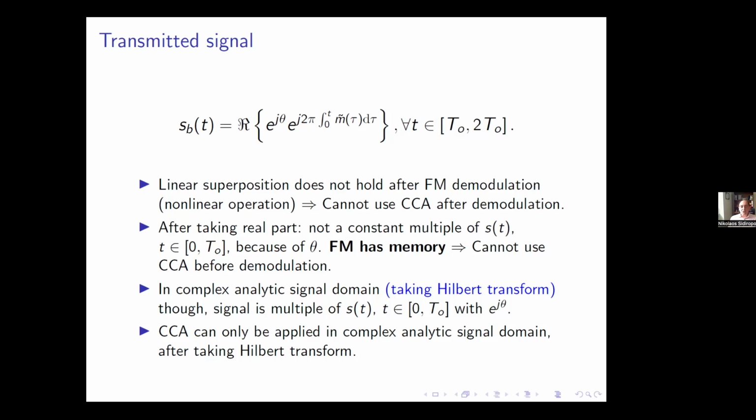Turns out that we cannot use it before demodulation either, because of this theta here. If I take the real part of this, it's going to be a cosine(theta plus ...), which is not the same as what you have in the first part of the transmission because of this theta. Because FM has memory. So we cannot use CCA before demodulation either if we take the real part of this.